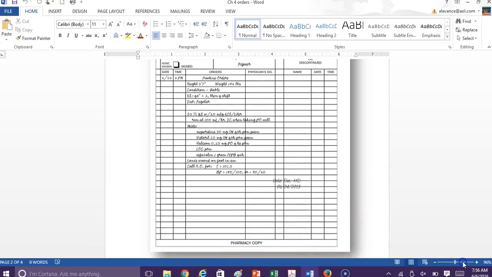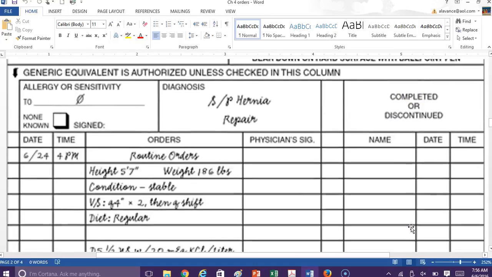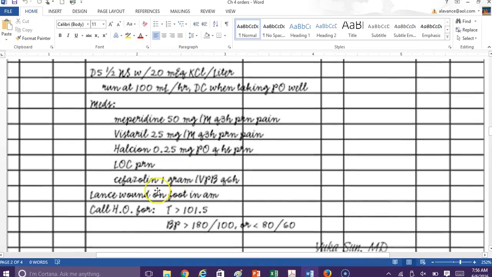So on this order, we notice their pharmacy order. They're ordered D5 half normal saline with 20 mEq of KCl per liter to run at 100 milliliters per hour, and they can discontinue when they're able to take fluids orally. Other medications they're taking: meperidine 50 milligrams, given intramuscularly every 3 hours, PRN pain. Again, with the new protocols, it should say what kind of pain, severe pain, breakthrough pain.